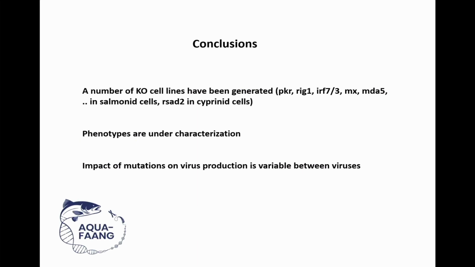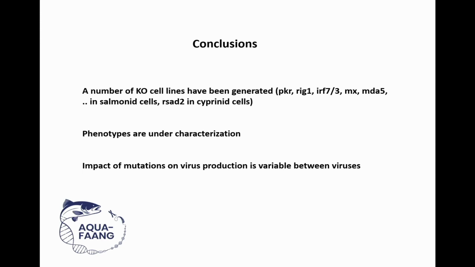And so just to conclude, we have generated a number of mutant cell lines mainly with the CHSE, the Chinook salmon cell. So for the PKR, the helicase RIG-I, the two transcription factors that are very essential to the induction of type 1 interferon, IRF7 and 3, MX, the myxovirus induced gene, that is an important effector, and MDA5, and the one I mentioned in the cyprinid cell lines. We are currently working on the phenotype. This is not very original.